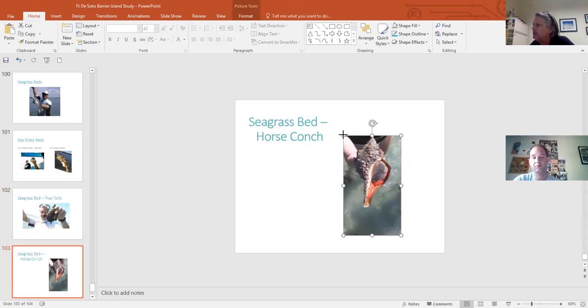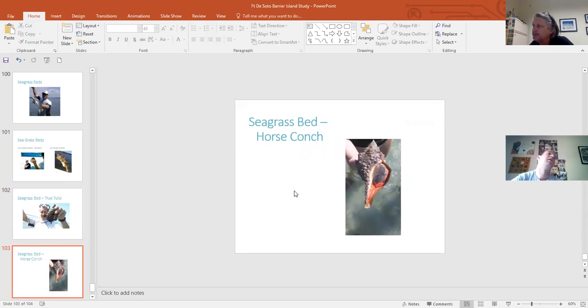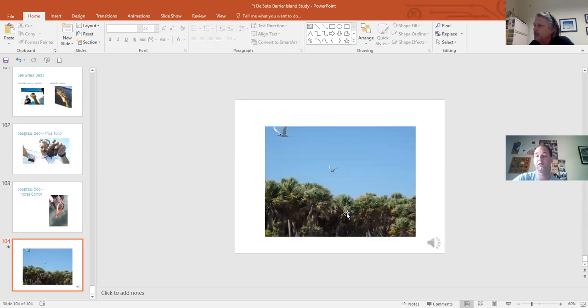There's our state shell, the horse conch. Look how big that is with orange flesh. There's the operculum. That's his trap door. So that's the horse conch. So that wraps up our virtual trip around Fort DeSoto.